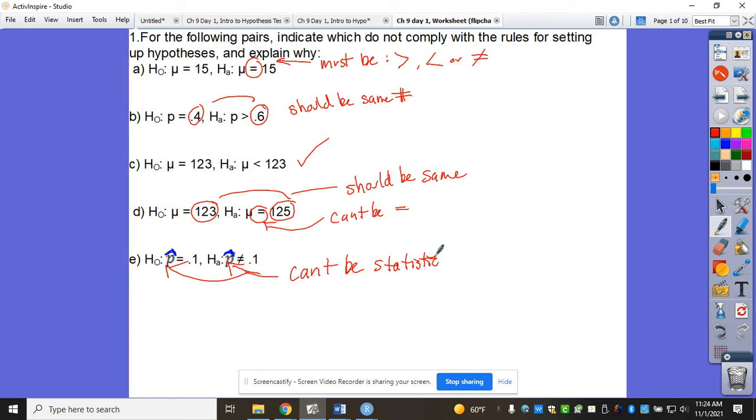So those are just making sure that we get our rules of same symbol, parameter, null is always equal, alternative is always less than, greater than, not equal to, that kind of thing.